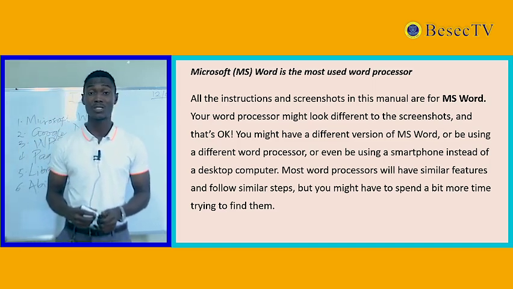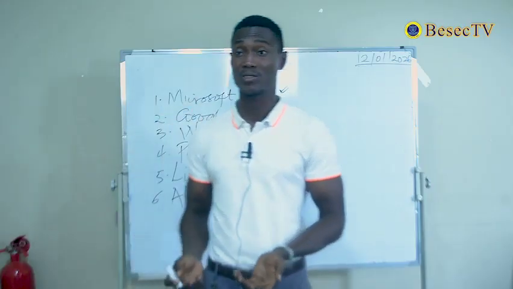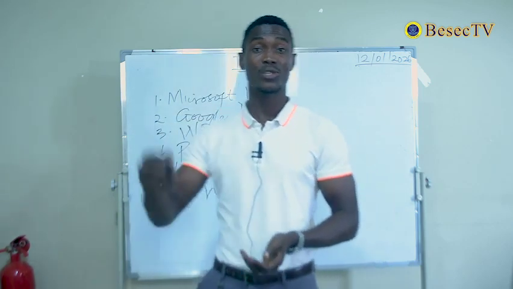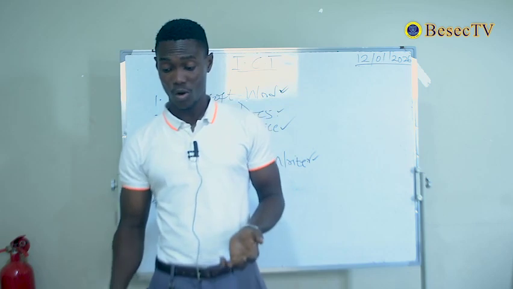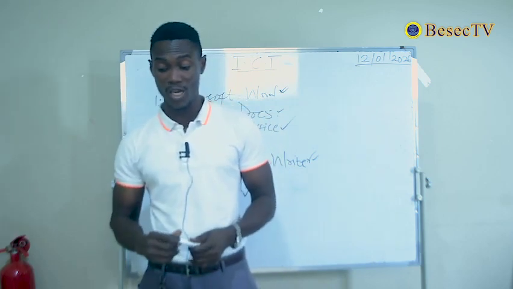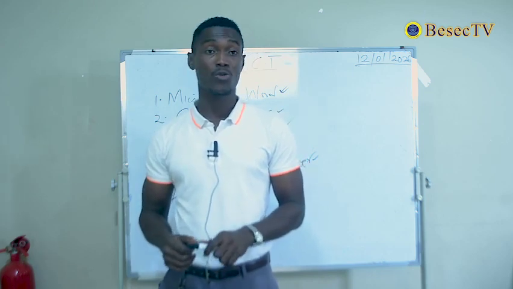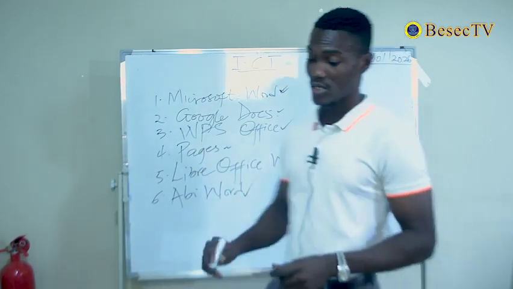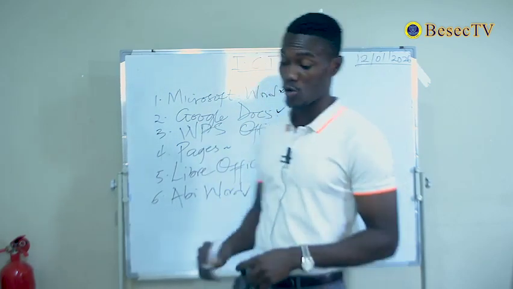You might have a different version of MS Word, since there are a lot of versions that have been created for Microsoft Word. We have the 2008 version, 2009, up to the current year or maybe the previous year. Or you might be using a different word processor, or even be using a smartphone instead of a desktop computer. There are also other word processors. For example, we have the Pages and the WPS that you can also install on your smartphones and use. You can even get the Google Docs on your smartphones.